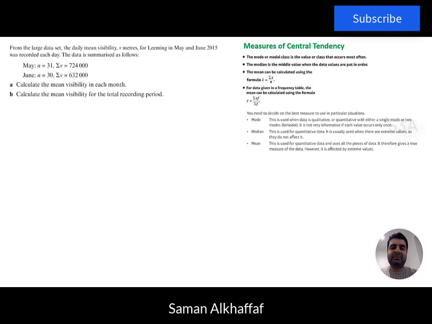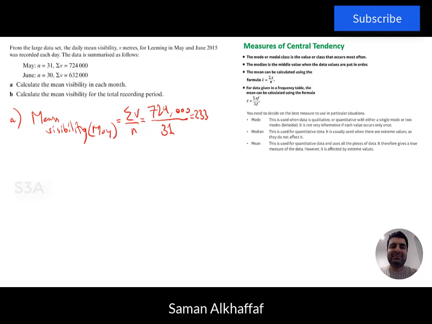So first we need to calculate the mean visibility. So we start with visibility, and we say for May. In this scenario, we would have the summation of V over N, which will be 724,000 divided by 31, which will give us 23,354.8. So that's to 1 decimal point.